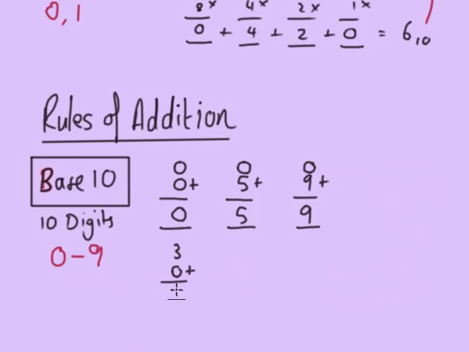3 plus 0 is 3. Gosh, I had to work that out. Let's go in the middle of the range. 3 plus 5. I said 3 and wrote 0. Well, that's okay. 3 plus 5 is 8. That's alright, because that's not bigger than 9.